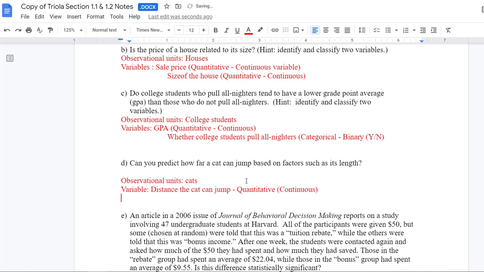Is there another variable here? Can you predict how far a cat can jump based on factors such as its length? Yes, there is another variable here, and that would be the length of the cat. This will also be quantitative, and because it's length again, it will be continuous.